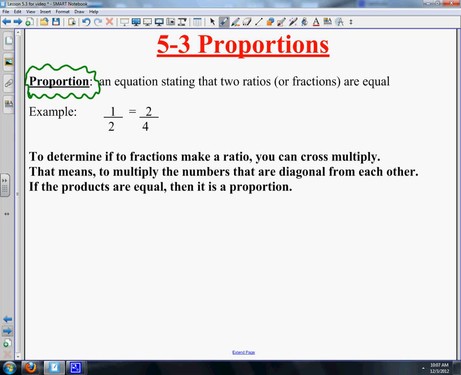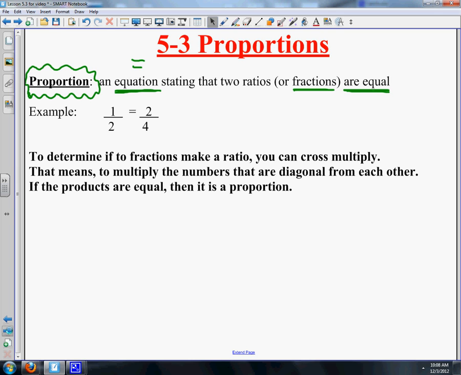And then write, it's an equation. An equation has an equal sign, stating that two ratios or fractions are equal. So it's like 1/2 equals 2/4. That's a proportion. So we're going to be doing tons of this. So I hope you don't get sick of it.